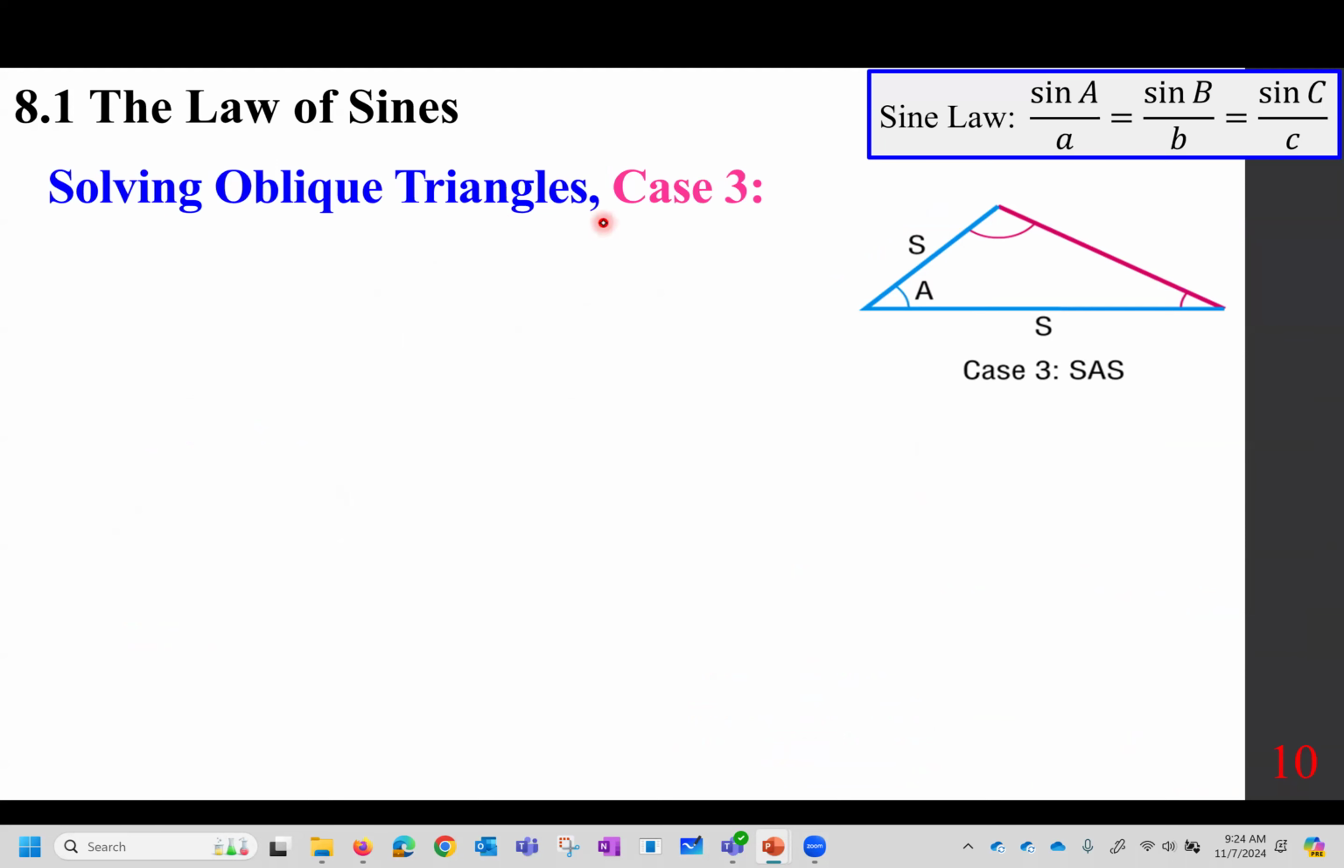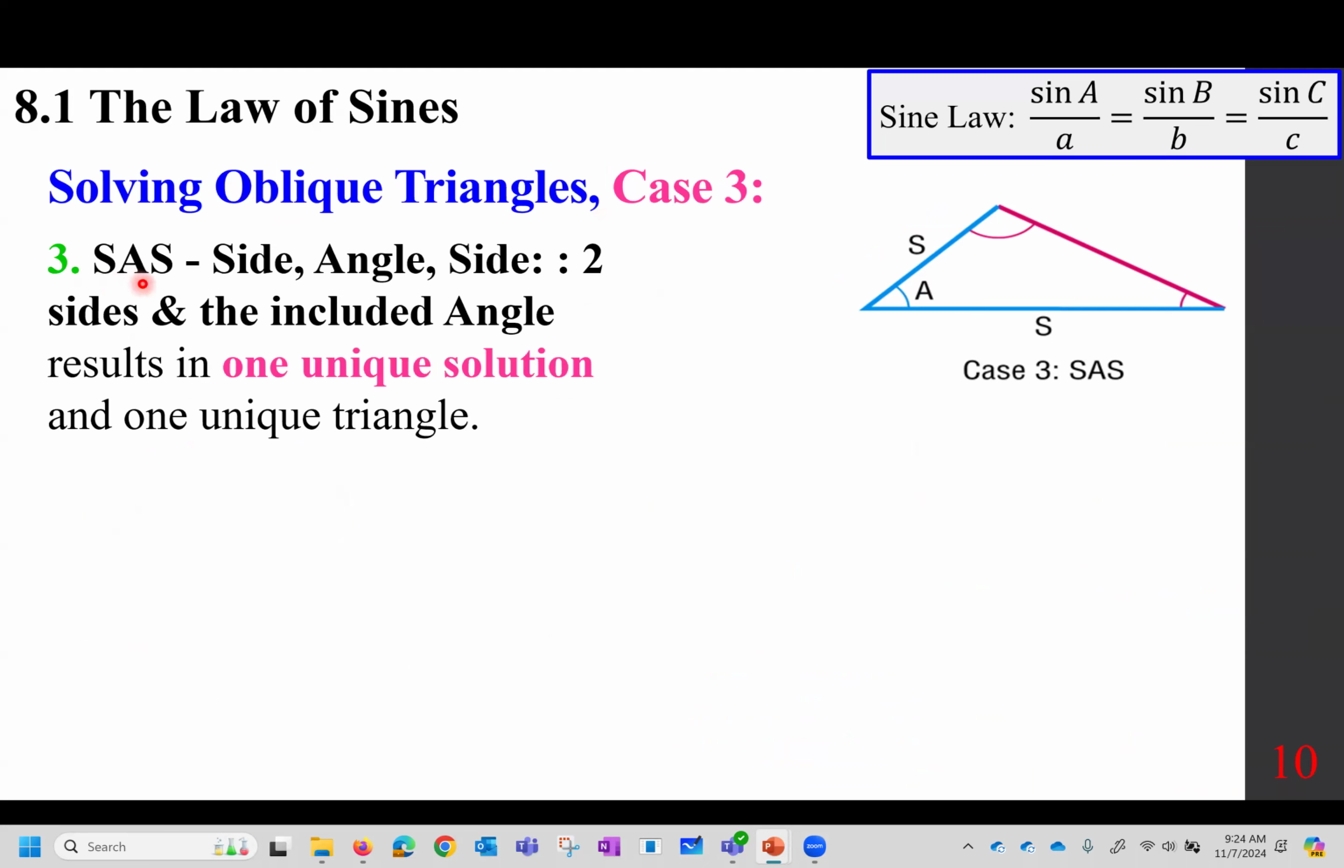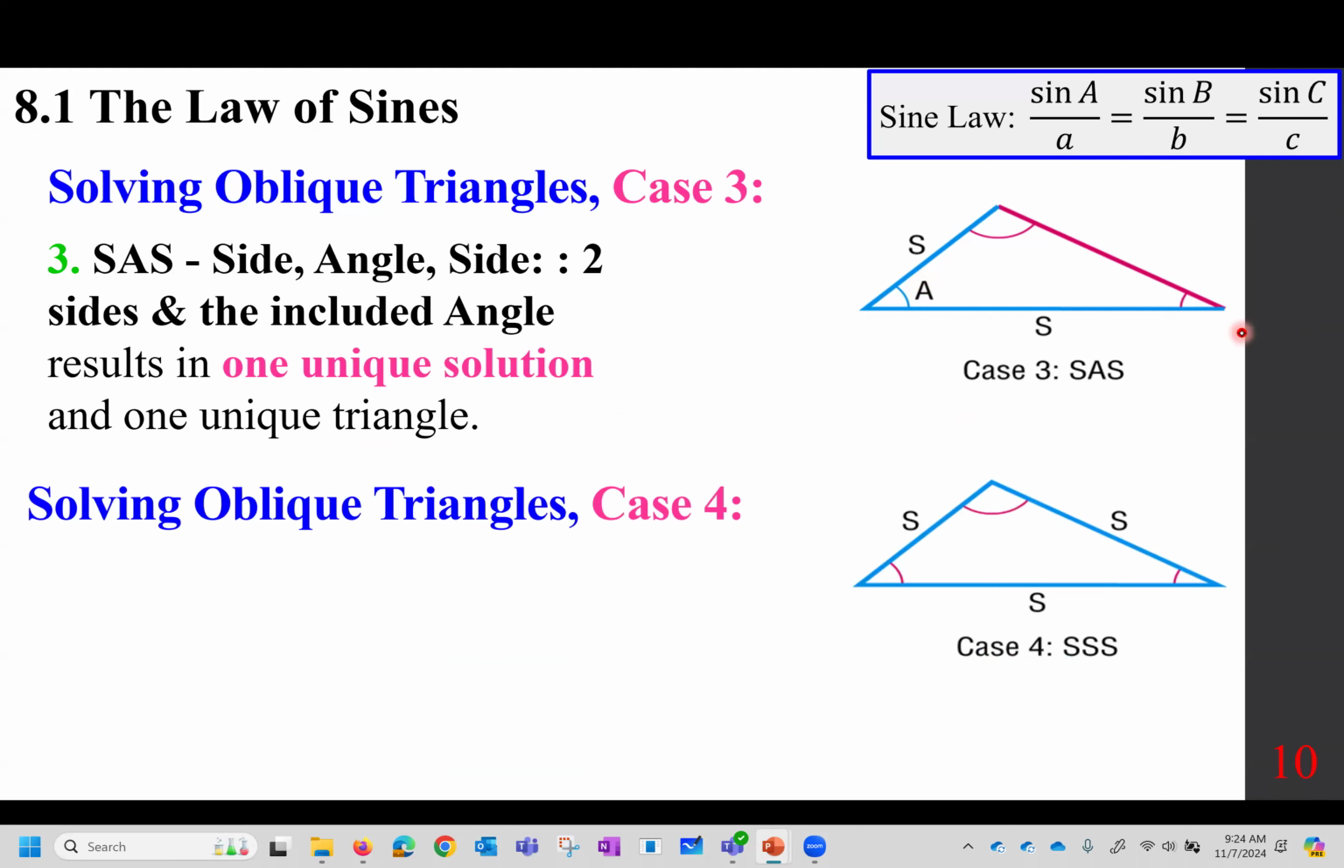Solving oblique triangle, case number 3. SAS, side, angle, side. Two sides and the included angle. So the angle is in between. It results in one unique triangle. If the two sides are given with an angle, just any side will do the job as long as you connect it.